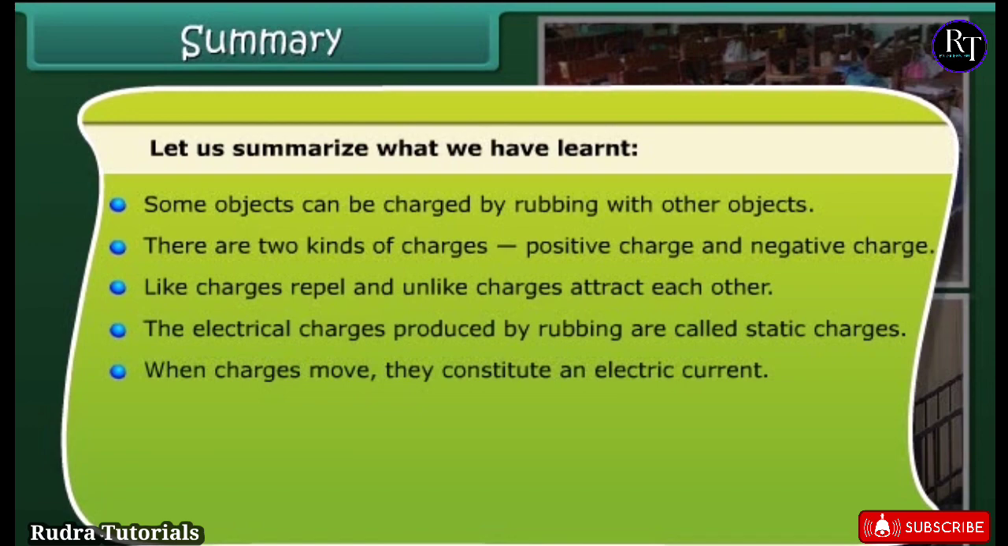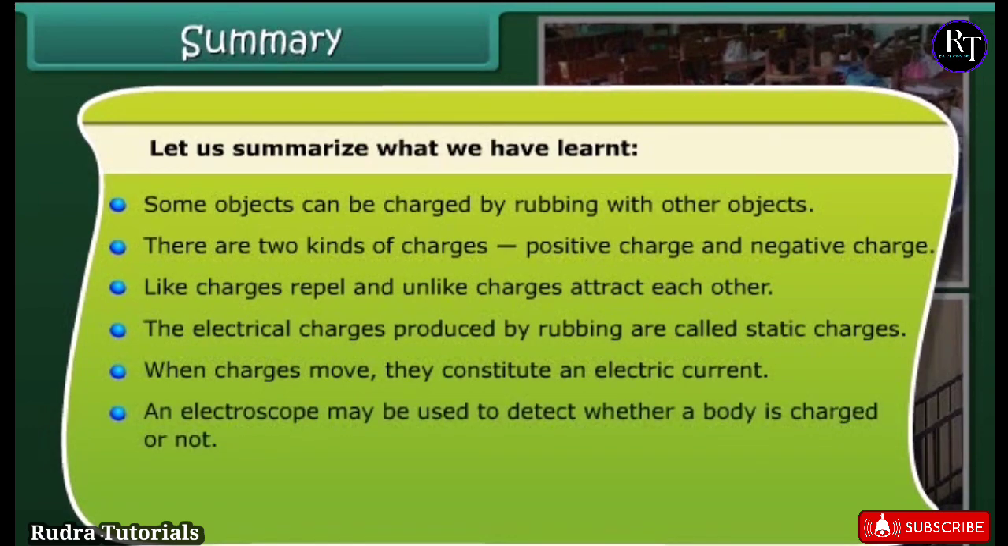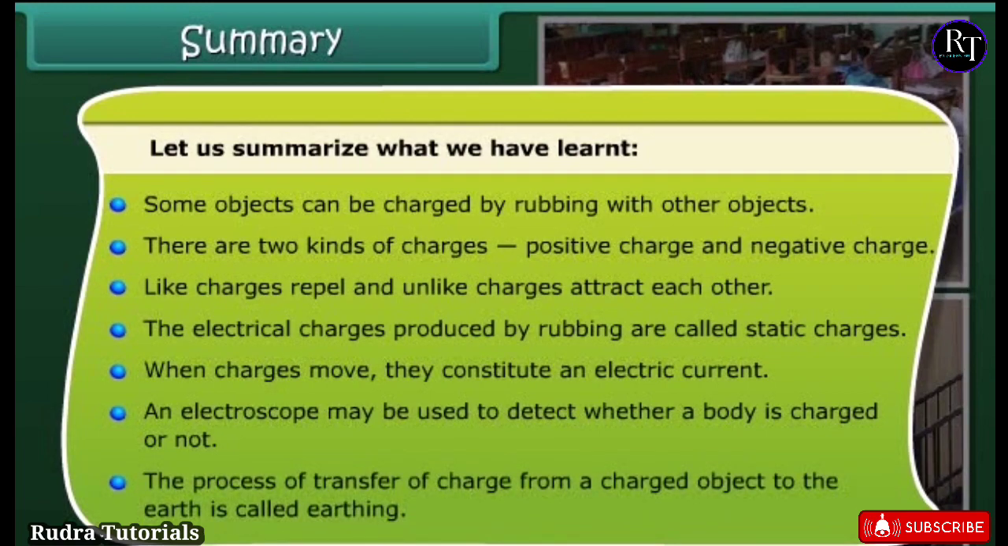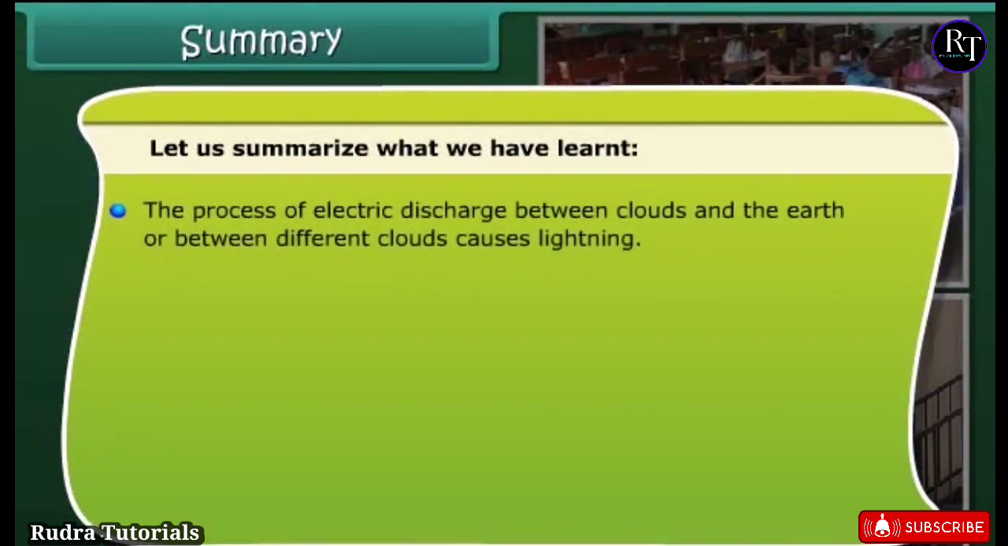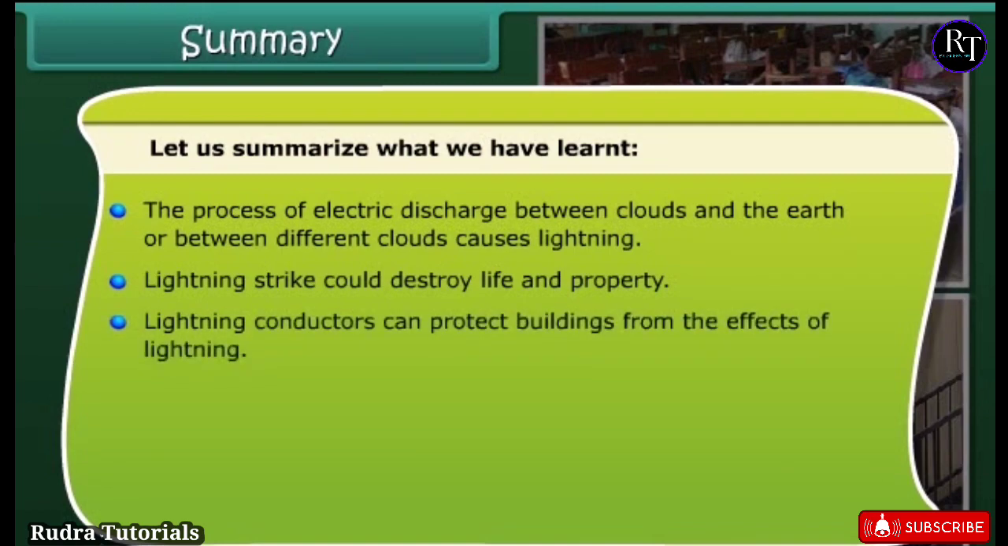When charges move, they constitute an electric current. An electroscope may be used to detect whether a body is charged or not. The process of transfer of charge from a charged object to the earth is called earthing. The process of electric discharge between clouds and the earth or between different clouds causes lightning. Lightning strike could destroy life and property. Lightning conductors can protect buildings from the effects of lightning.